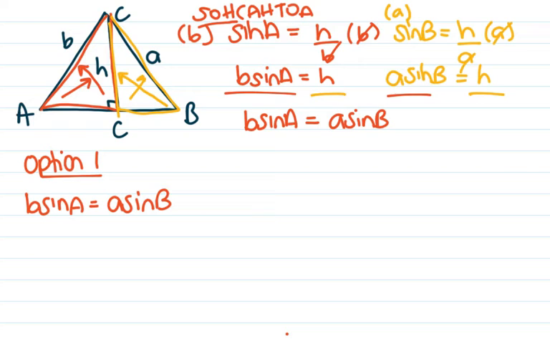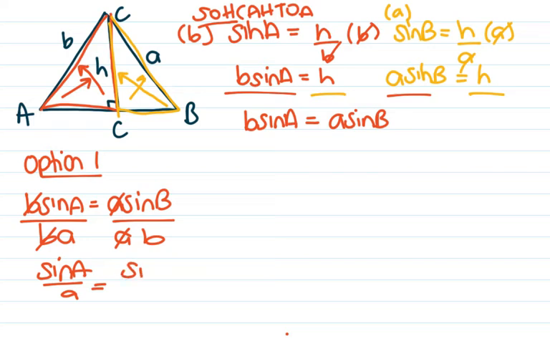In this case, I'm going to divide both sides by lowercase b to start. That will cancel out the b's on the left side, and then I would like to get rid of the a from the right side, so I'm going to divide both sides by lowercase a. On the right side, the a's will cancel out, and I am left with sine A over a equals sine B over b. So this is one way to write the sine law.